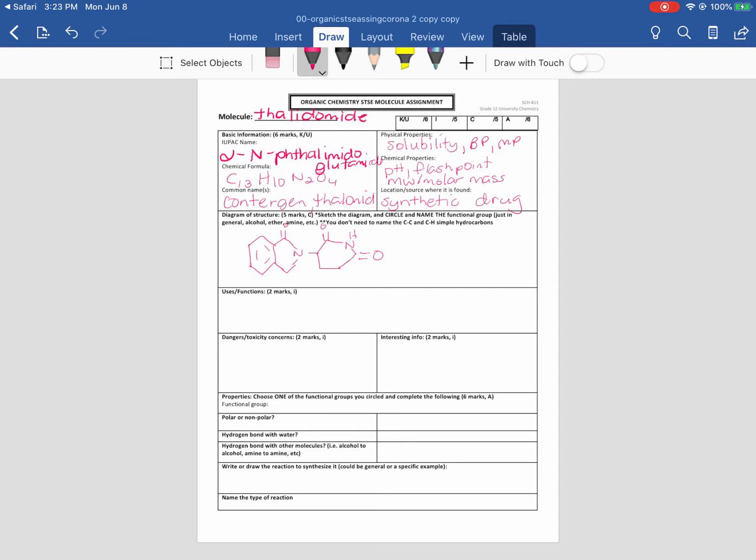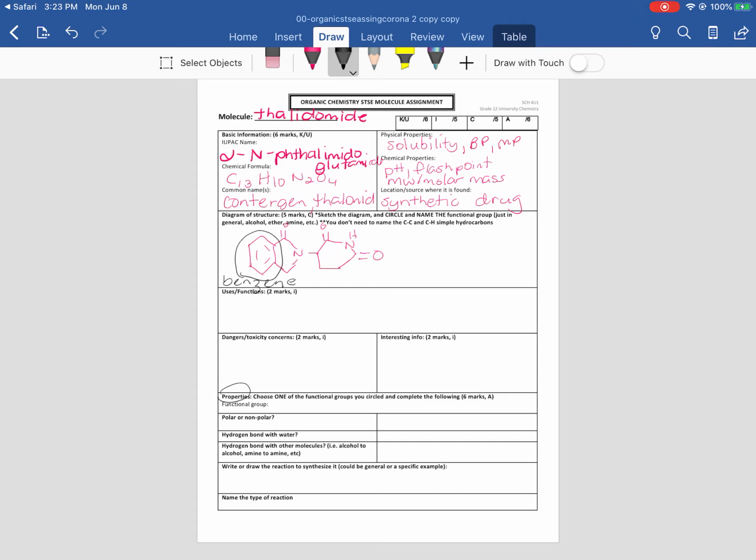Okay, and then it says circle and name the functional group. You don't have to name it like 2-methyl, 3-methyl thalidomide or whatever. You just have to name what type of functional group it is. So this one is, for example, a benzene. Which is fine, but later on, down here, if you notice it says properties, and you're going to have to talk about whether it's polar, nonpolar, hydrogen bonding, write or draw the reaction.